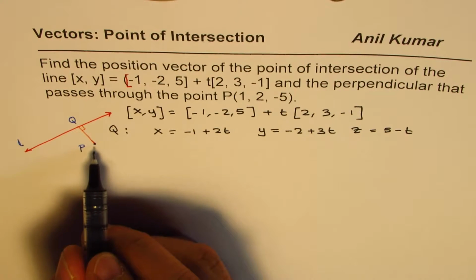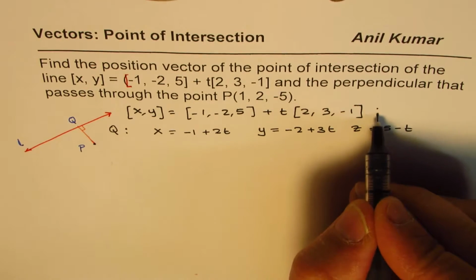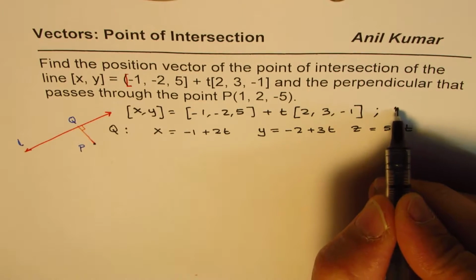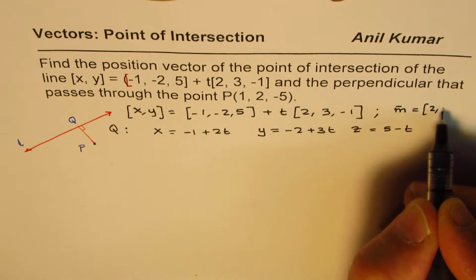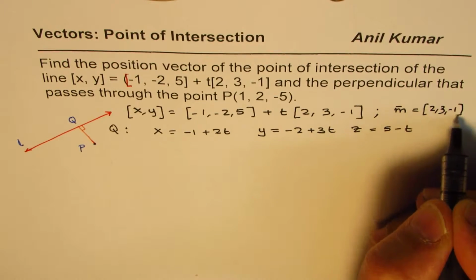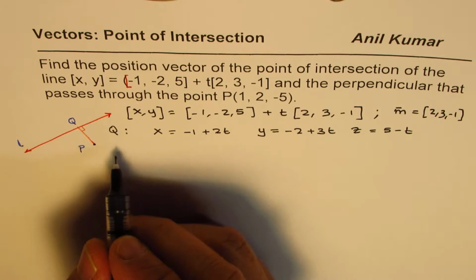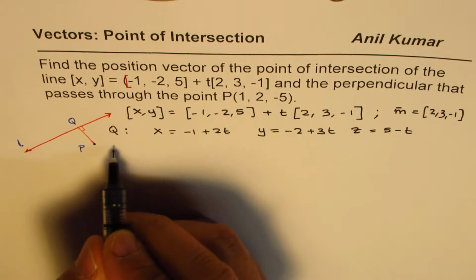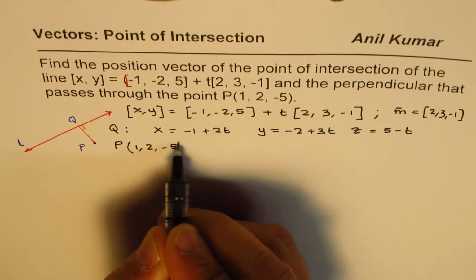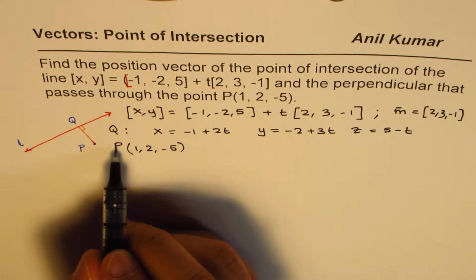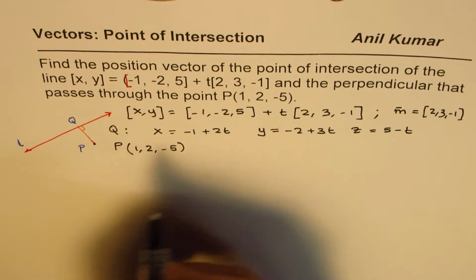We are also given the coordinates of point P, right? So from this equation, we know a couple of things. We know the direction of the line, which is 2, 3, minus 1, right? Now, we also know what point P is, which is 1, 2, and minus 5, so we can find the direction PQ, correct?